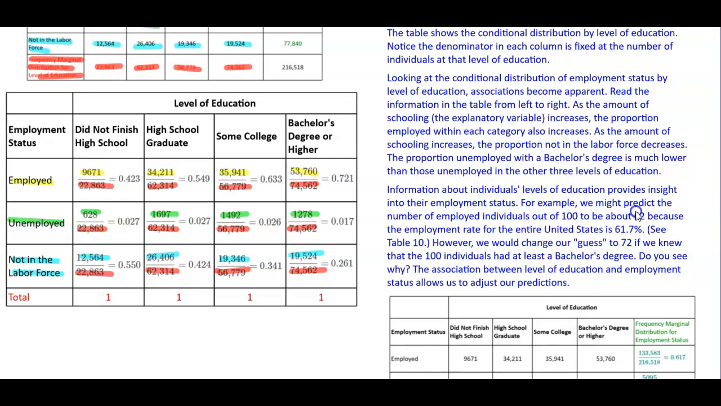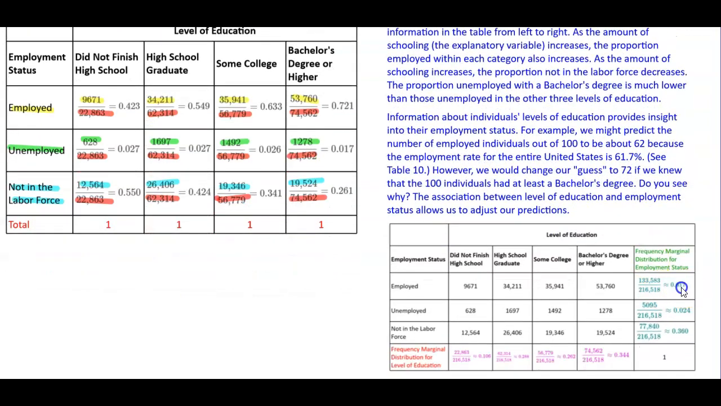For example, we might predict the number of employed individuals out of 100 to be about 62, because the employment rate for the entire United States is 61.7%, which is what we got down here. However, we would change our guess to 72% if we knew that the 100 individuals had at least a bachelor's degree. So do you see why? The association between level of education and employment status allows us to adjust our predictions between those two tables.